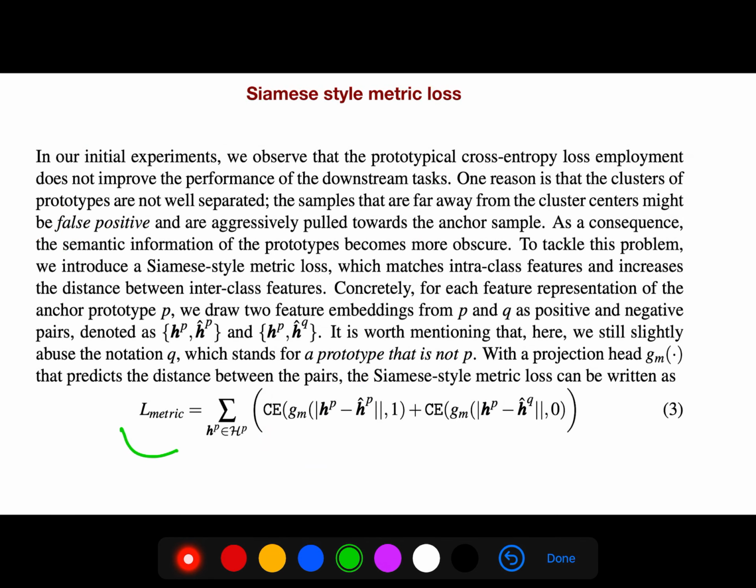Even for the metric loss, we observe that the prototypical cross-entropy employment does not improve the performance of the downstream task. One reason is that the clusters of prototypes are not well separated. So with a projection head that predicts the distance between the pairs, a siamese-style metric loss can be obtained.